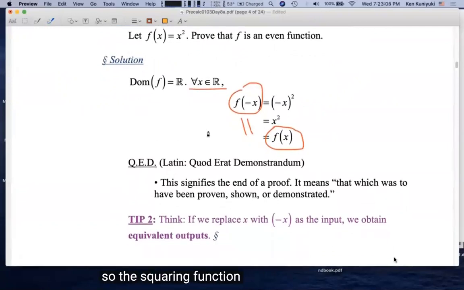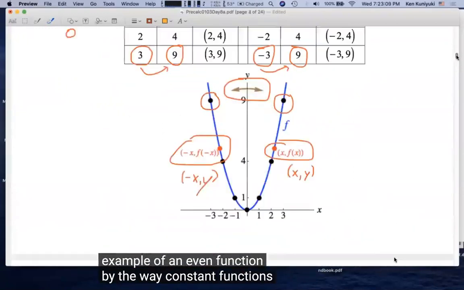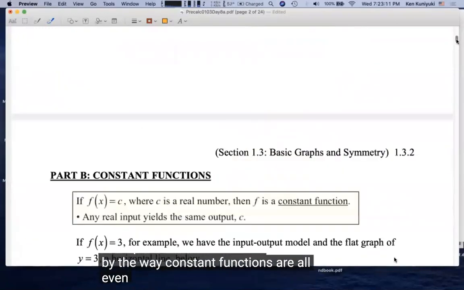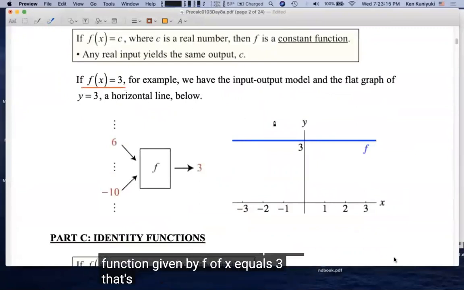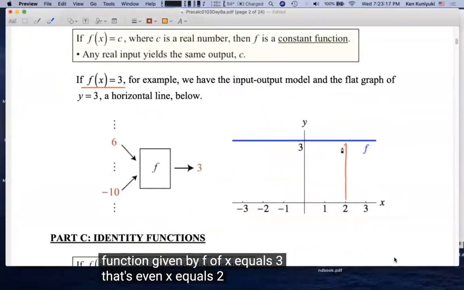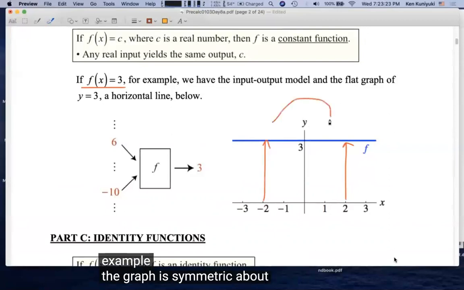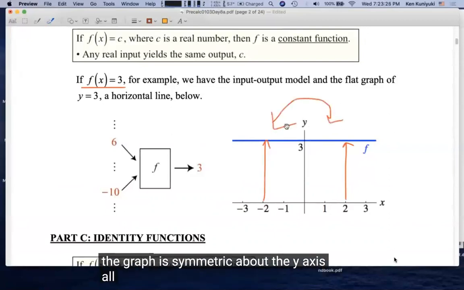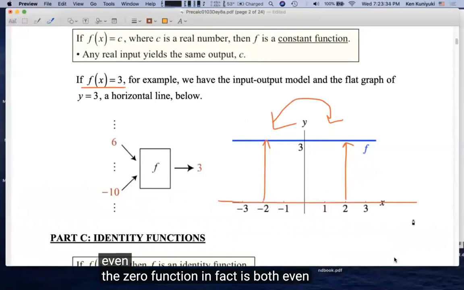So the squaring function was a basic example of an even function. By the way, constant functions are all even functions. Like, for example, the function given by f(x) equals 3, that's even. x equals 2 gives 3. Also, x equals -2 gives 3, for example. The graph is symmetric about the y-axis. All constant functions are even. I don't care if 3 is an odd integer. All constant functions are even. The 0 function, in fact, is both even and odd.